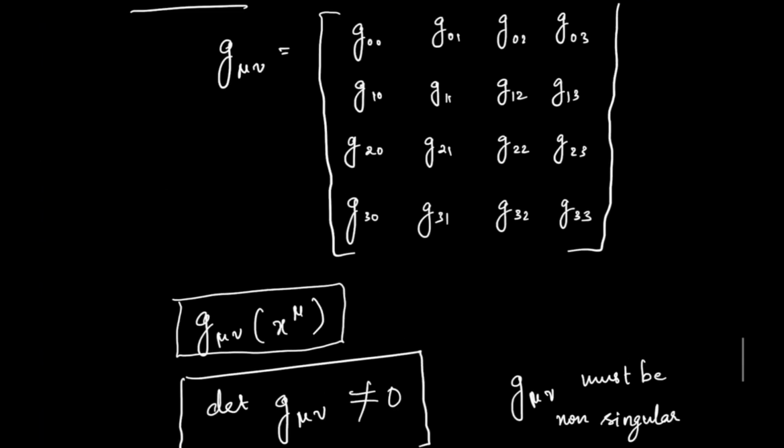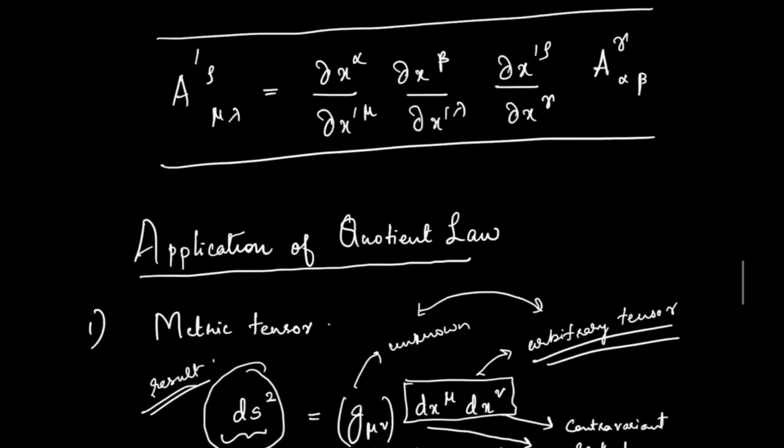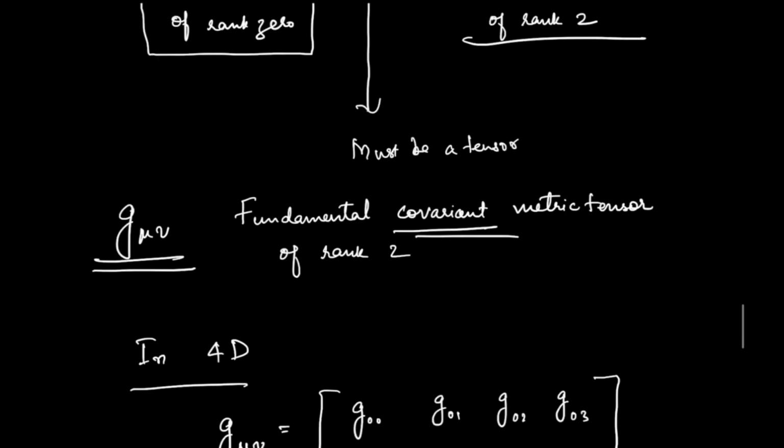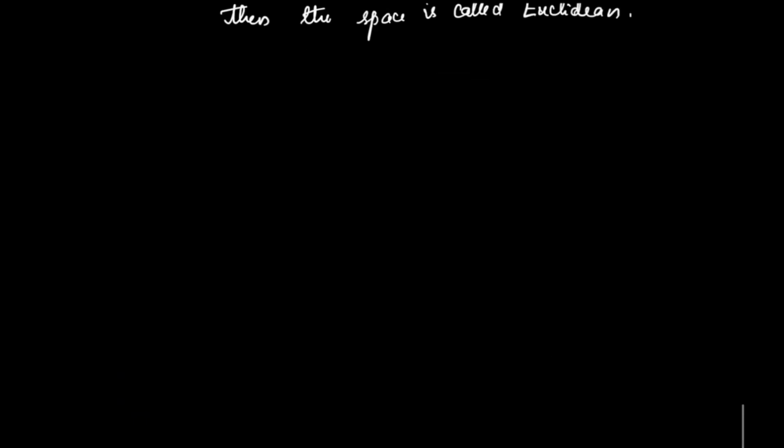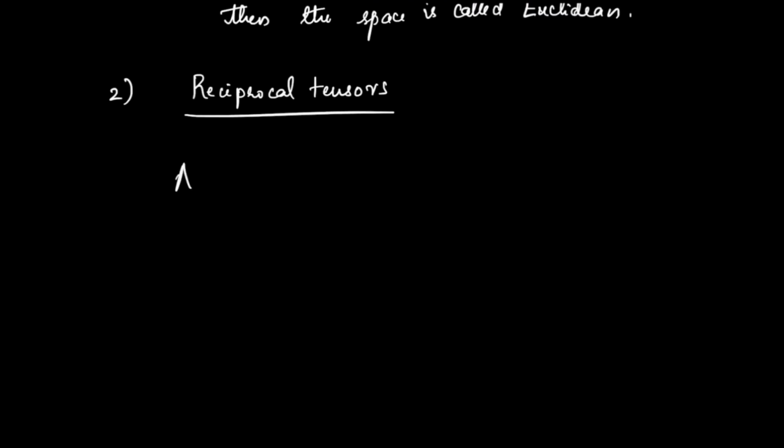So this is the first application of quotient law. Now we go to the second application: reciprocal tensors. Two tensors A mu nu and B nu lambda are said to be reciprocal to each other if their inner product is equal to the unit tensor.